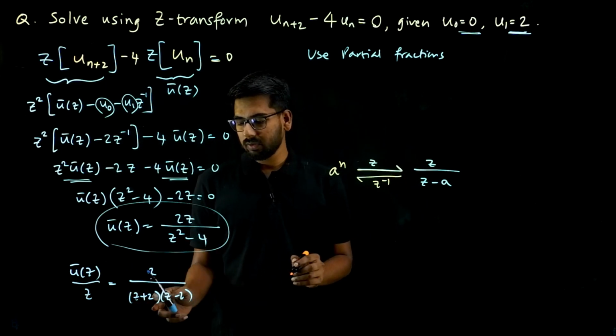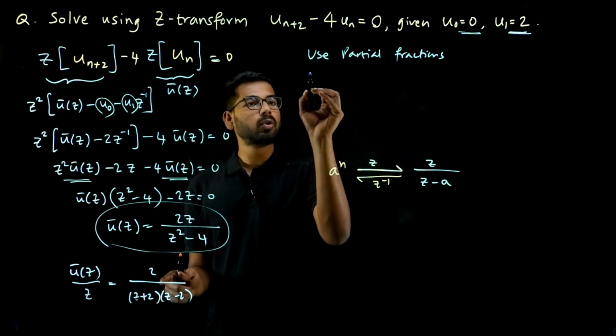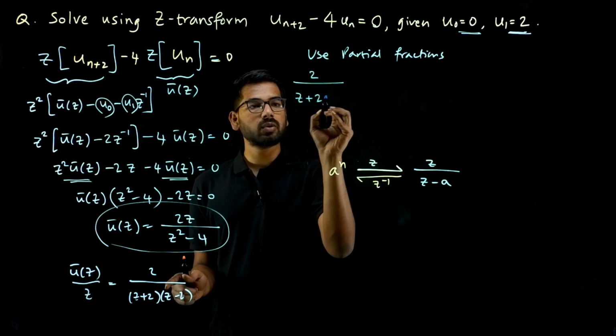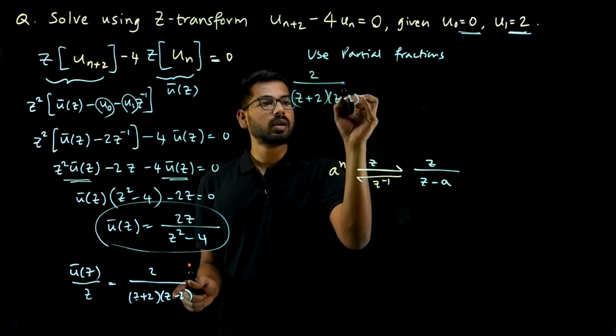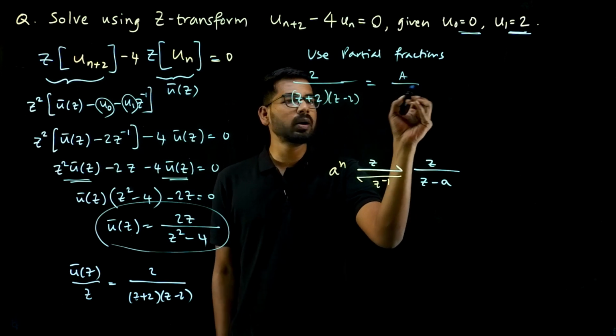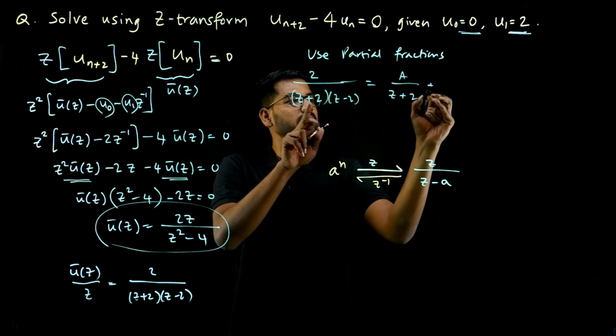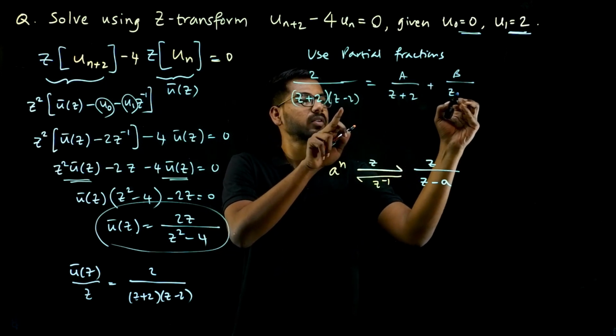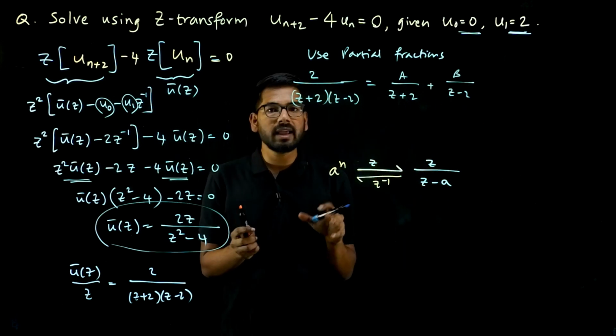How do you do that? So this you have here, right? 2 over z plus 2 into z minus 2 is equal to, I'll write it as a over z plus 2 plus b over z minus 2. I have split the denominator. That's the aim of partial fractions.